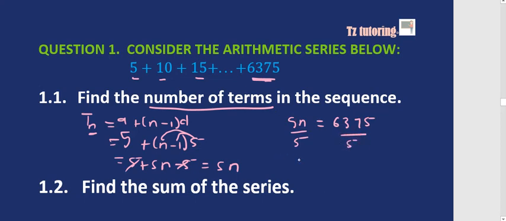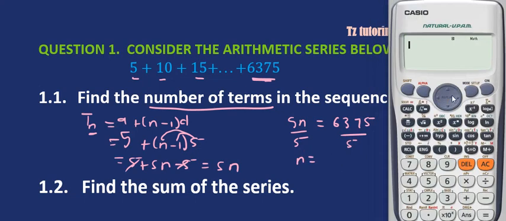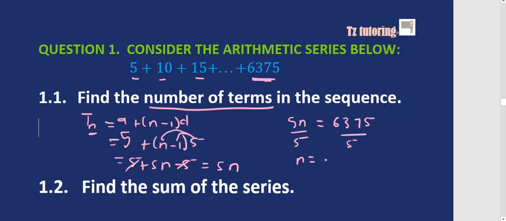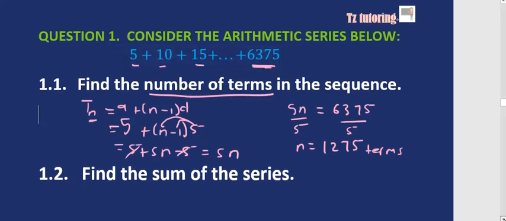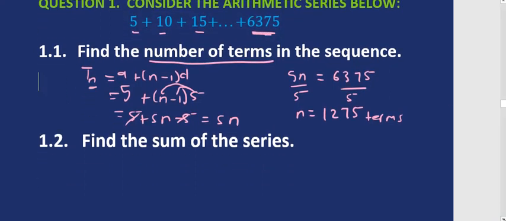Okay, so how many terms are there in the series? Let's check. 6,375 divided by 5. So we find that we have 1,275 terms in this series. Okay, and we could work this out by using the last term. Okay, moving on. Now find the sum.